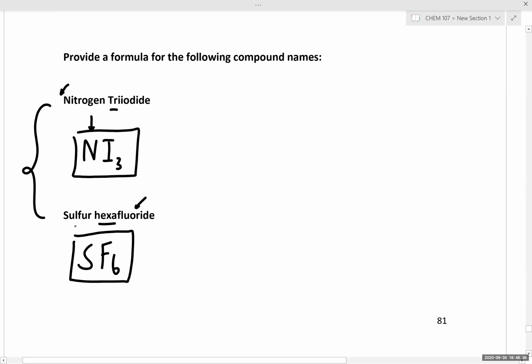Professor, I have a quick question. When we are using these prefixes, is that when you're asking us to put the binary covalents in the formulas? Is that correct? So the prefixes are used for binary covalent compounds. Does that answer your question? Yes, thank you. Perfect.